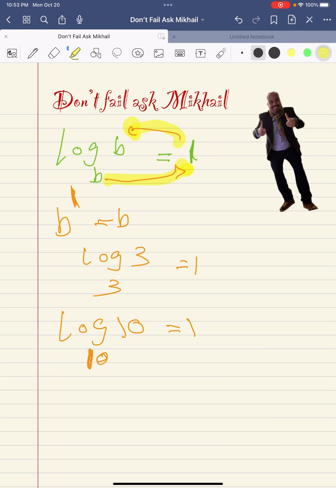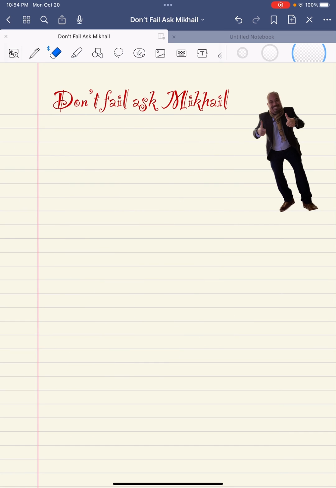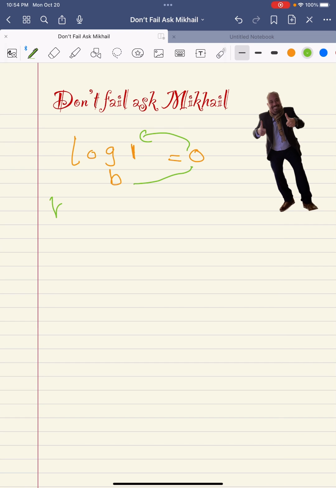All right, another rule. The last rule: log 1 equals 0, no matter what the base is. And let's take this one as exponential form. Does that make sense? Anything to the power 0 equals 1. So that's why log 1 always equals 0.